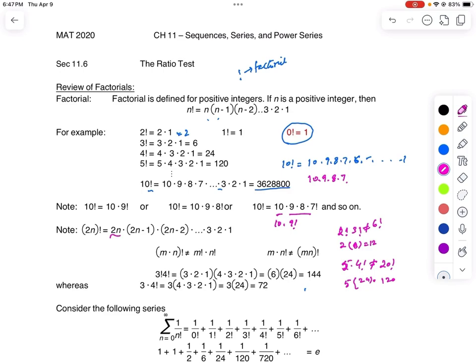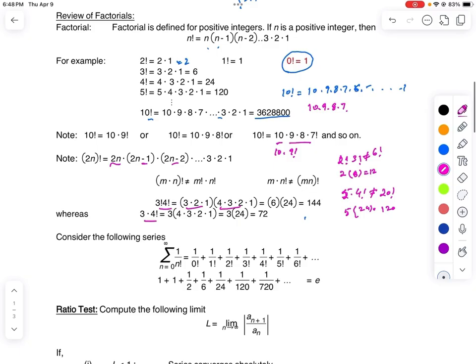If we have a 2n factorial, we will start with 2n, subtract 1, subtract 2, and so on until we get to 3, 2, and 1. So this is how the factorials work. Here is the example that I was just mentioning. 3 factorial into 4 factorial: you have to separately write them as factorials, then expand them and get the answer. Now, consider the following series.